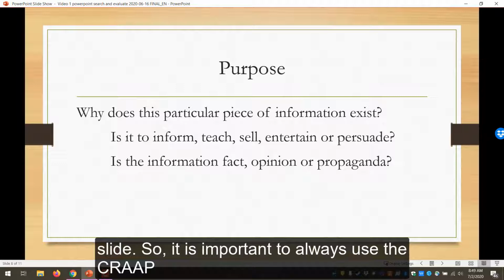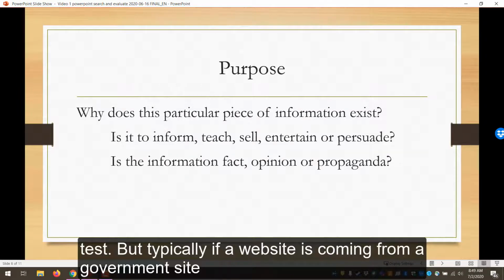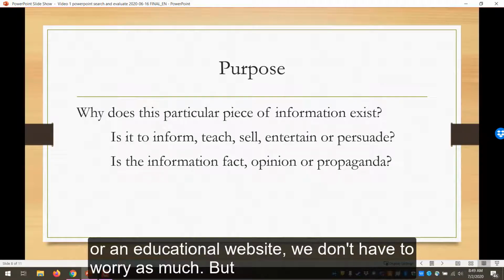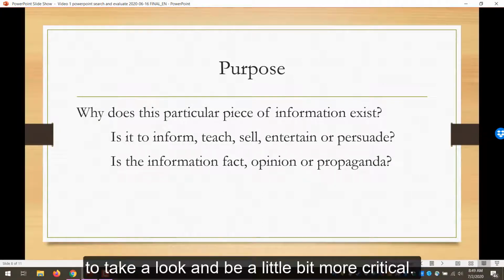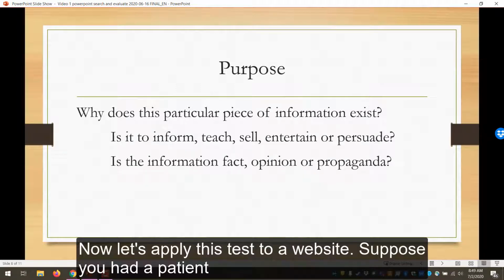So it is important to always use the CRAP test, but typically if a website is coming from a government site or an educational website, we don't have to worry as much. But commercially run sites or .com sites, we would need to take a look and be a little bit more critical. So now let's apply this test to a website.